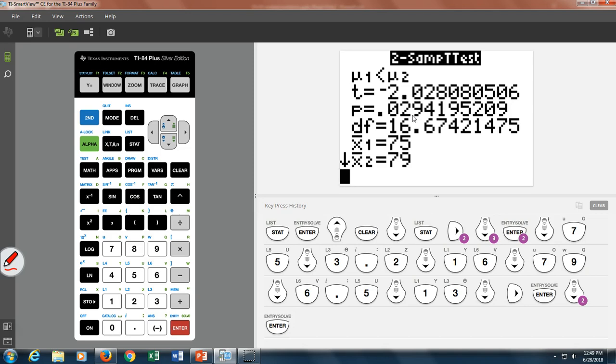Well, how small does p have to be? It has to be smaller than the alpha. We wanted to test this at the 5% level of significance, that is 0.05, and p here is less than that 0.05. So we reject the null hypothesis, and we accept the alternative hypothesis, which is that yes, the average weight of the R4 droids is less than the average weight of the R2 droids.